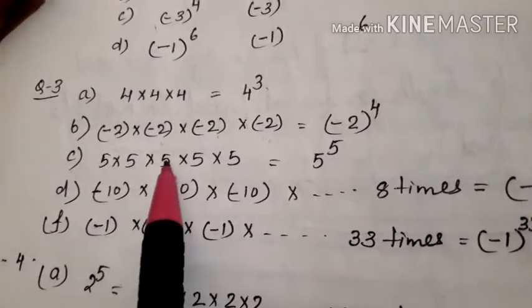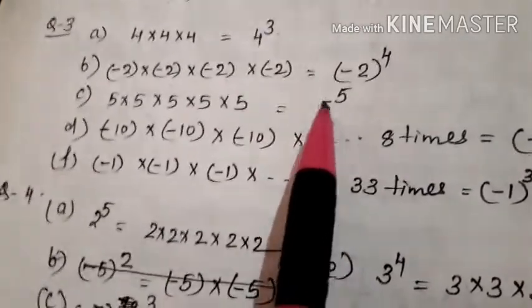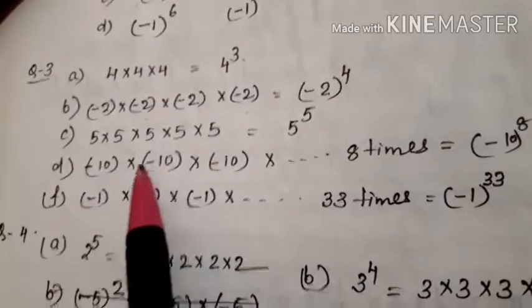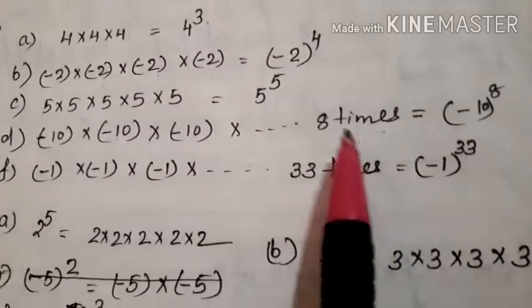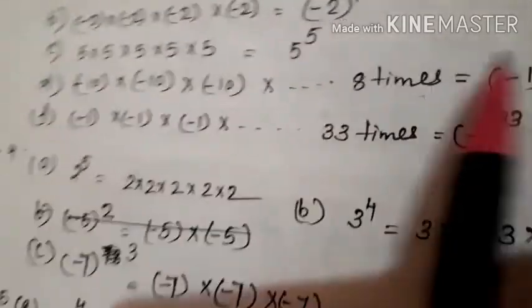5 into 5 into 5 into 5 into 5, 5 times multiplied, then 5 to the power 5. Minus 10 into minus 10, up to 8 times. Then you have to write minus 10 to the power 8.